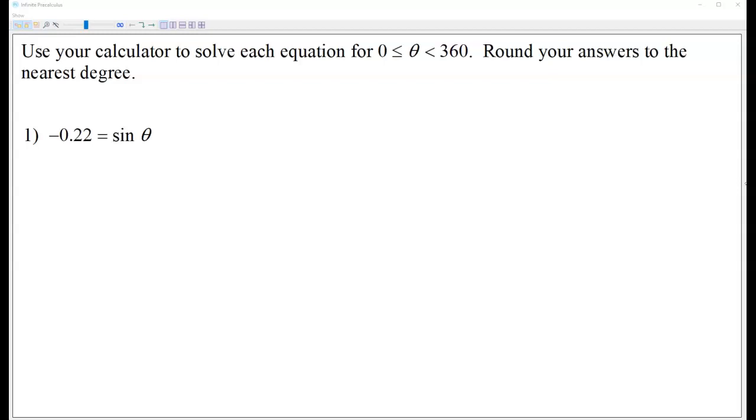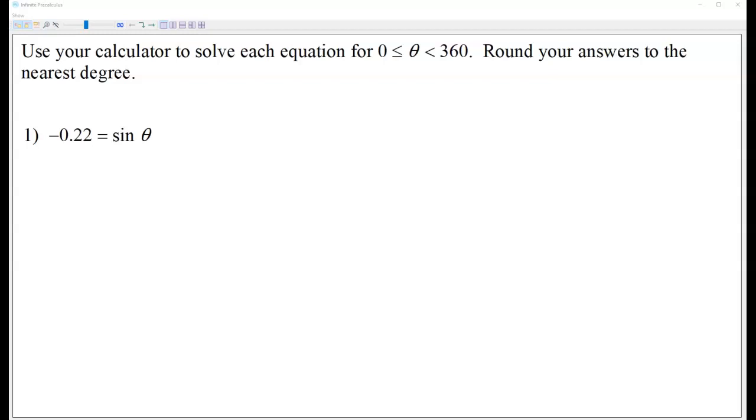It says, use your calculator to solve the equation for theta. We're looking for degrees between 0 and 360, and we want to round our answers to the nearest degree. So since we're using our calculator, that means we're not going to be using the unit circle to solve these. We're just going to use our calculator.